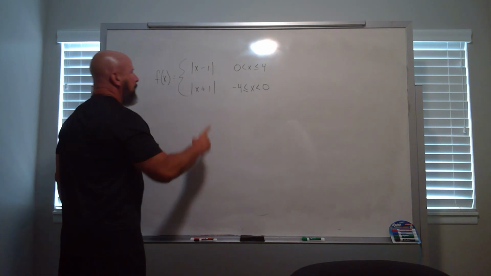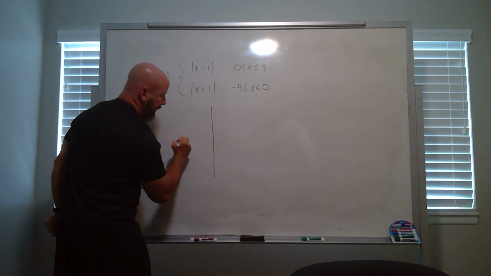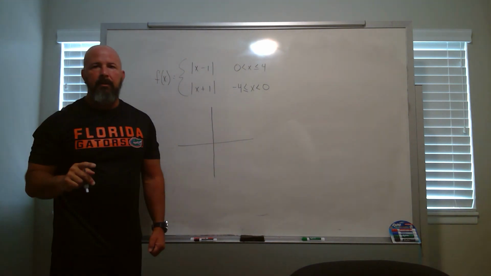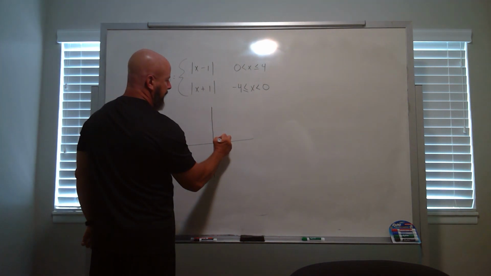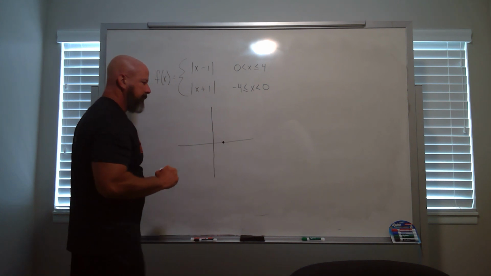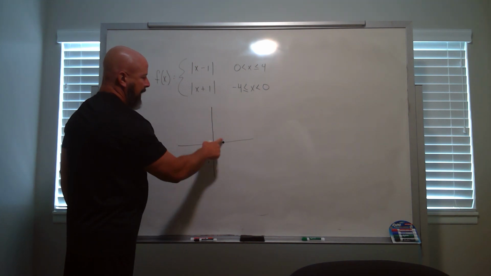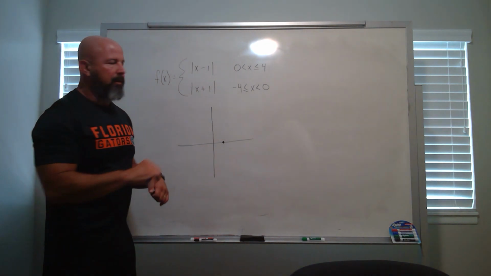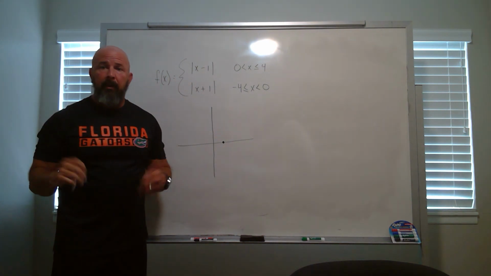So, absolute value of x minus 1. That is a v-shaped function shifted to the right 1 unit. Right? So if I'm shifted to the right 1 unit, my vertex is going to be right there at 1, 0. I'm going to have this V shape coming through here. Now, how wide the V needs to be, where it ends, I'm given a domain restriction over here of 0 to 4. So I'm going to use those endpoints.